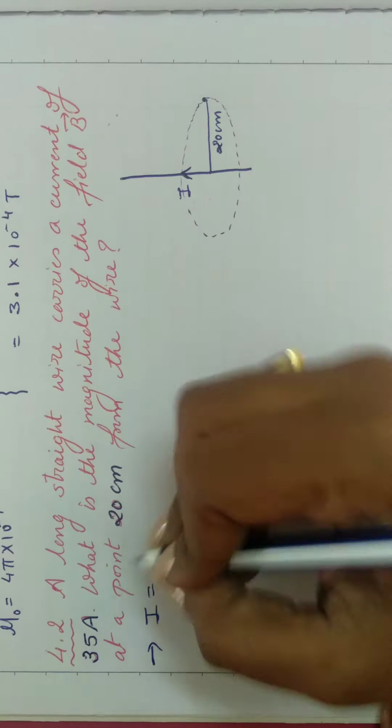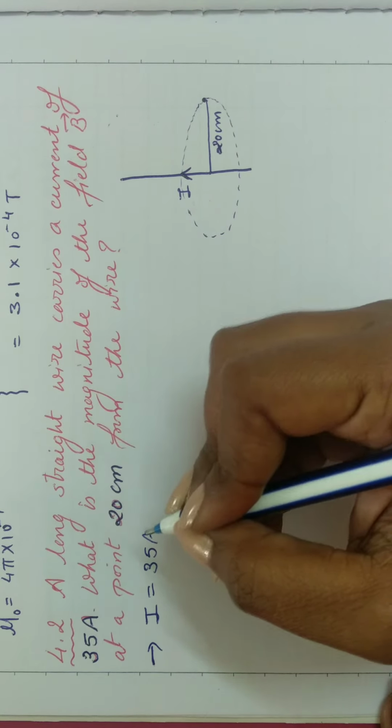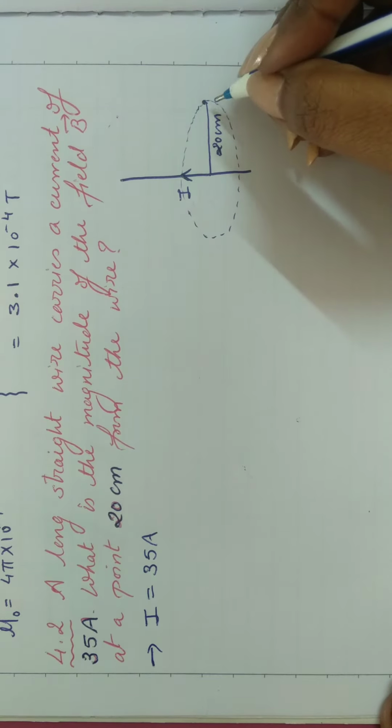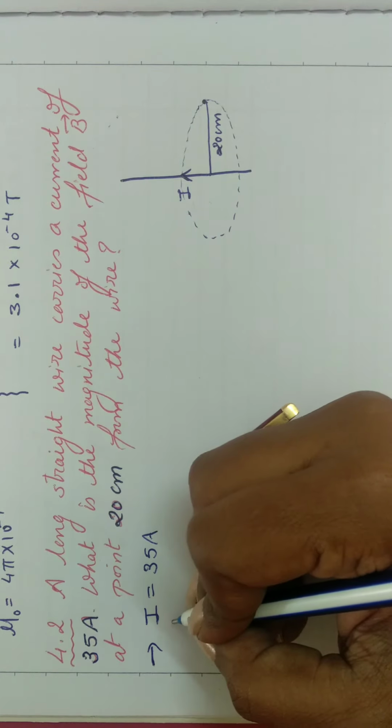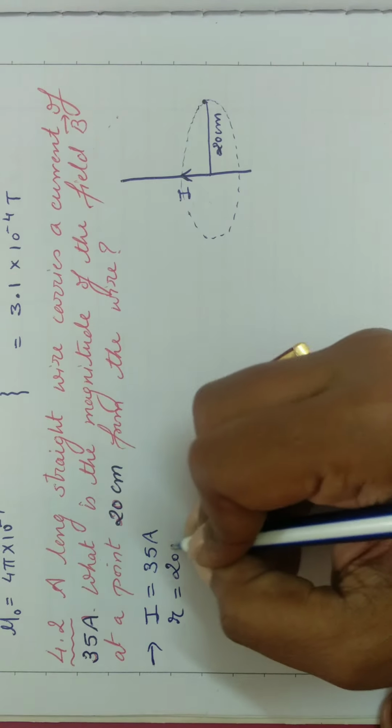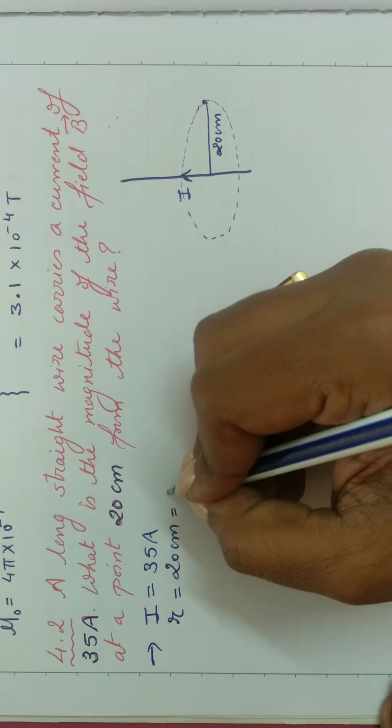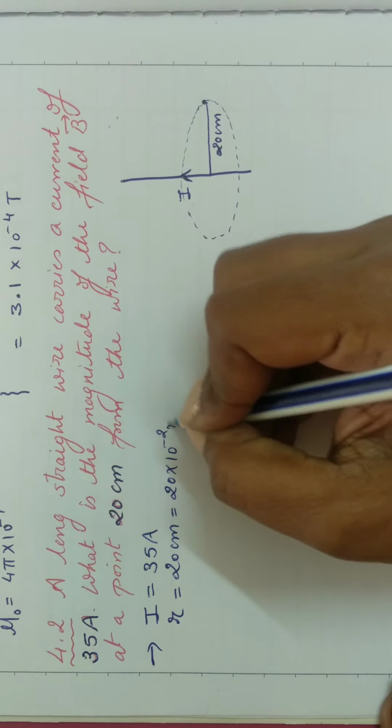So current is given, it is 35 ampere. Distance of the point where we need to calculate magnetic field from the wire is 20 centimeter. So that is, suppose r is equal to 20 centimeter. Again we'll convert it into meter. So it will be 20 into 10 raised to minus 2 meter.